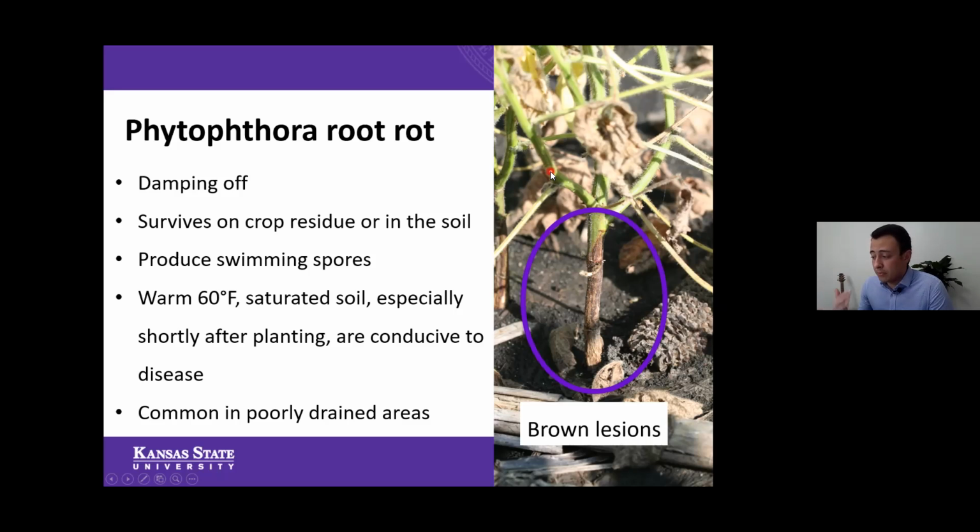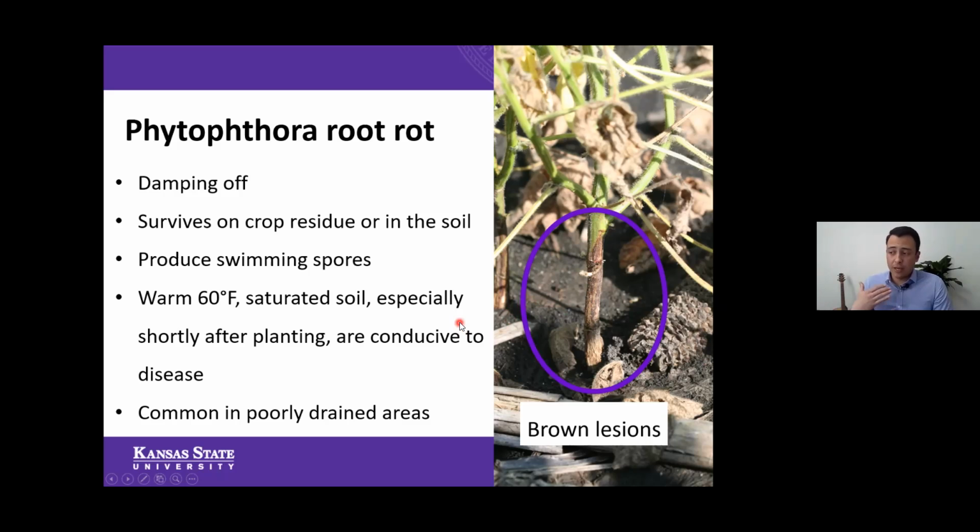It can cause these dark brown lesions. It survives on crop residue or in the soil for many years. And this disease is very interesting because it will not just produce the regular spores, they can swim. If a plant is infected with Phytophthora and we have wet conditions, the soil is saturated, and warm temperatures, this disease can move from one plant to another and start that patch that we're going to be seeing.